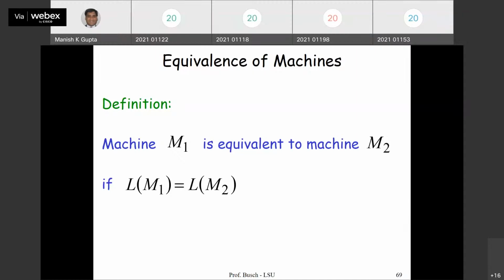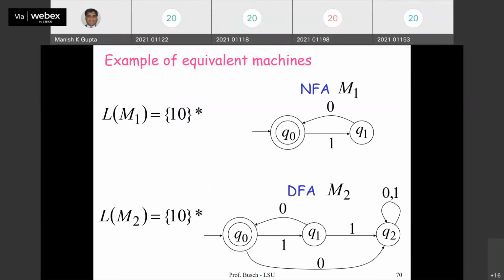DFA is one machine, NFA is one machine. And DFA and NFA are equivalent if you can show that the language accepted by DFA is the same as the language accepted by NFA, and vice versa. One portion is straightforward, because every DFA is an NFA. Why? Because NFA seems to be more general, right? DFA is a special case. So every language accepted by a DFA will be accepted by an NFA, right? So we need to show the reverse side. This is what is written here.